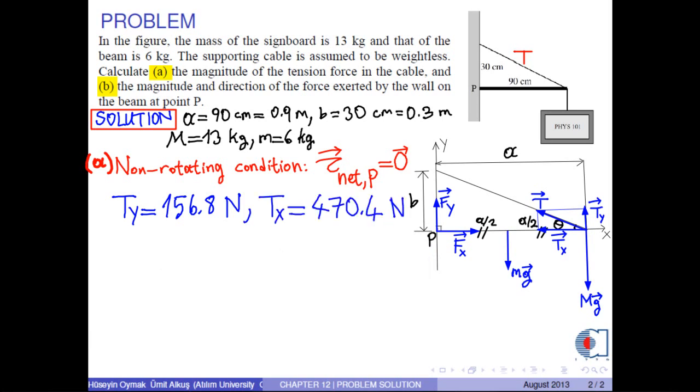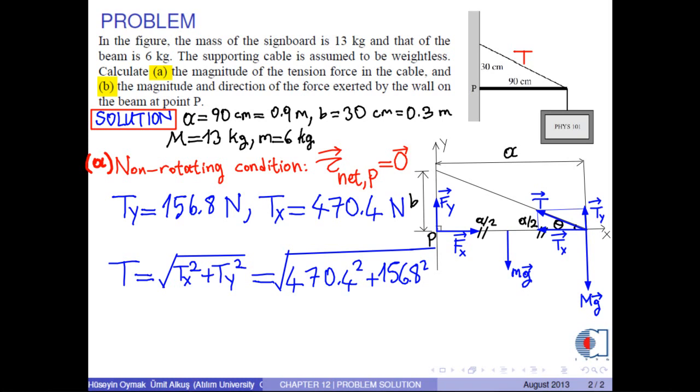From the Pythagorean theorem, we find the magnitude of the tension force with the formula square root of Tx squared plus Ty squared. Insert the numerical values into this equation, and the magnitude of the tension force is calculated to be approximately 496 newtons.